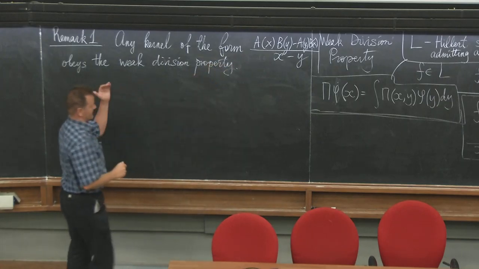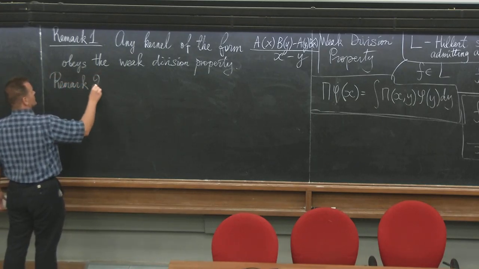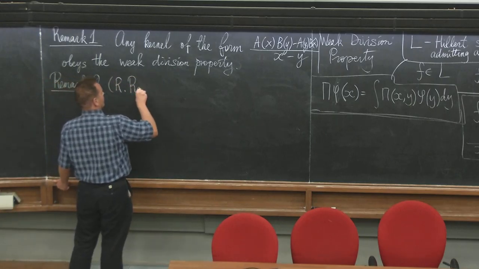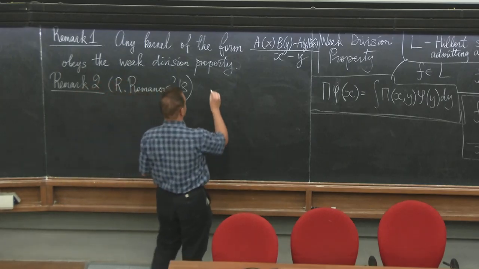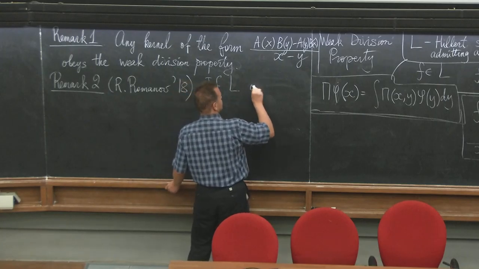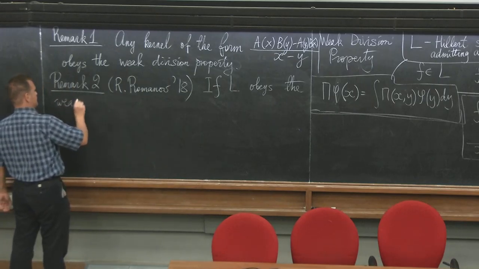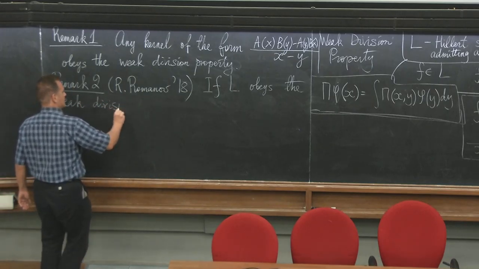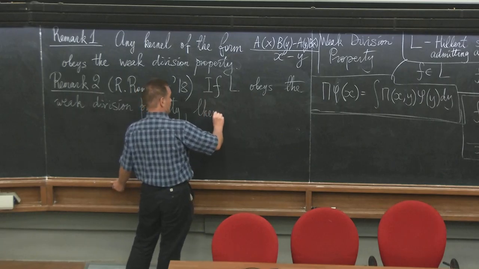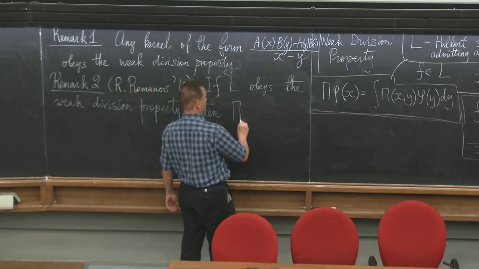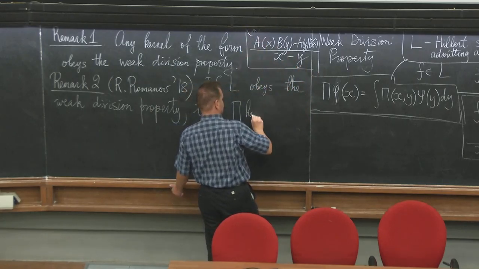So this can be checked. And also remark two, which is joint work with Roman Romanov, from 2018, that the converse holds. So if L, a reproducing kernel space, obeys the weak division property, then in fact the kernel Pi is integrable. So Pi has the form, let me denote it, star. Pi has the form star.